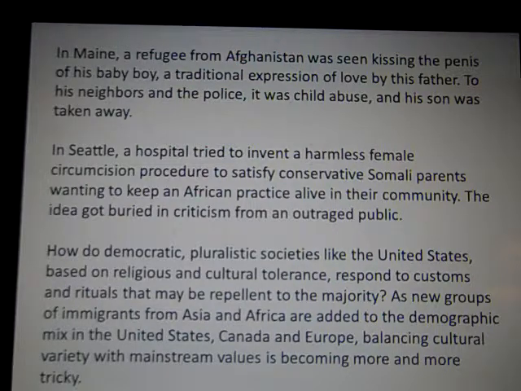Here's another example. In Maine, a refugee from Afghanistan was seen, you're reading that correctly, kissing the penis of his baby boy. Now, when you think about that and you process it, it's like, whoa, wait a minute, that's inappropriate, that's wrong, it's a crime. And it certainly is. But it was a traditional expression of love within his culture by his father. However, within this culture, that was seen as incredibly inappropriate, and his son was taken away from him.